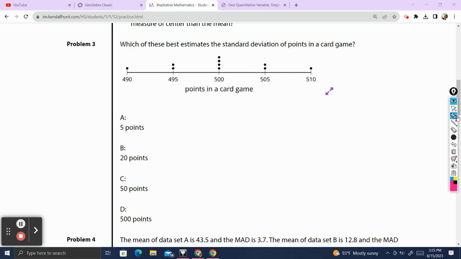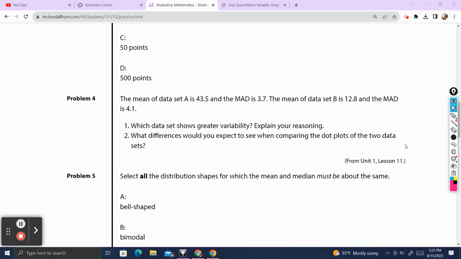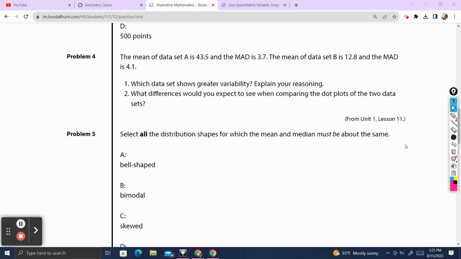Let's go on to the next question. Standard deviation takes a little while to get the intuition, but the more you practice, the easier it gets. Problem number 4. The mean of dataset A is 43.5, and the mean average distance is 3.7. The mean of dataset B is 12.8, and the mean average distance is 4.1. Which dataset shows the greatest variability?